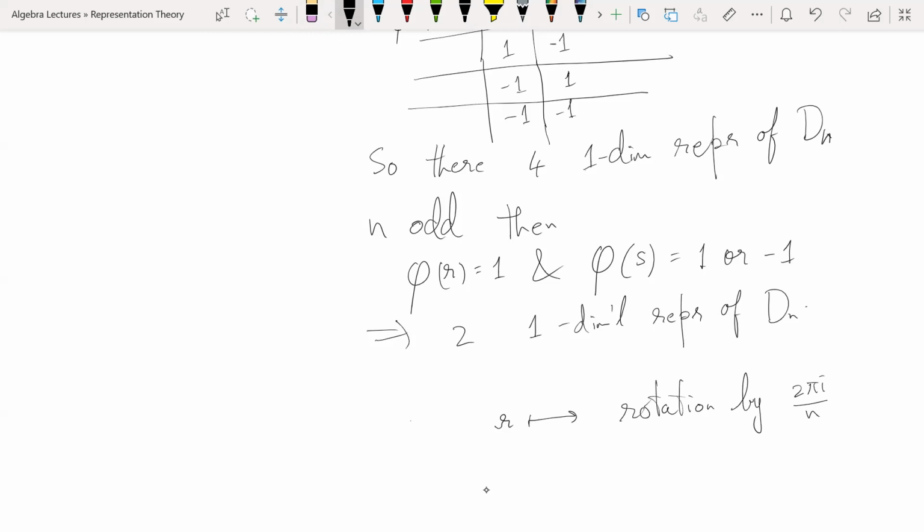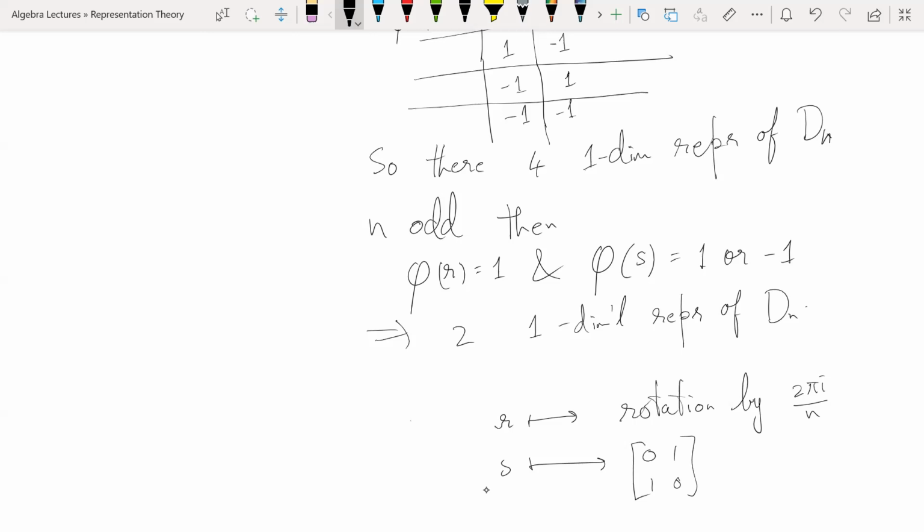But one of the representations, you can write it by saying R goes to rotation by this, and S goes to flipping. So S goes to the matrix. Flipping is this operation, where you interchange. So if you are thinking of a representation over a real vector space, you can think of it this way.